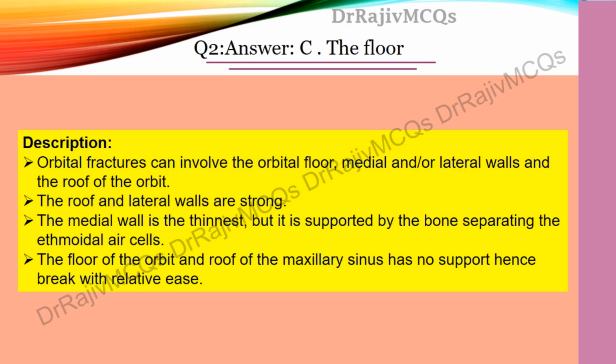In the orbit, the bones of the roof and the lateral walls are strong, while the bone forming the medial wall is thinnest, but it is supported by the bone separating the ethmoidal air cells. On the other hand, thin bones of the floor of the orbit and the roof of the maxillary sinus have no support, and therefore it is the wall that may break with relative ease in an event of trauma.